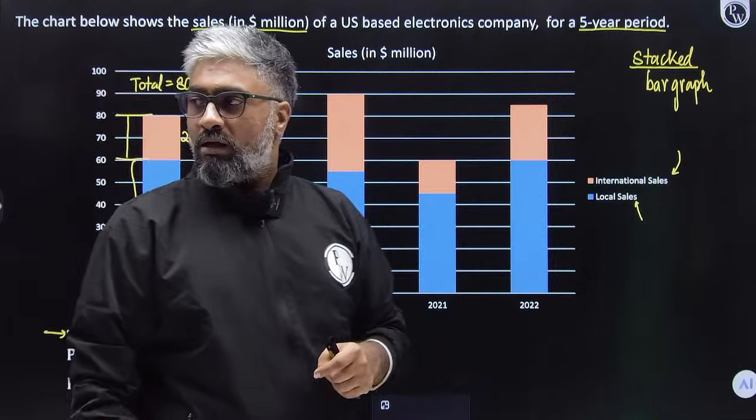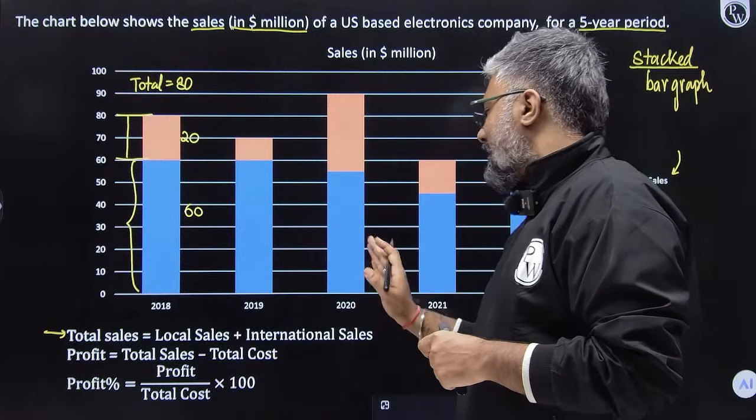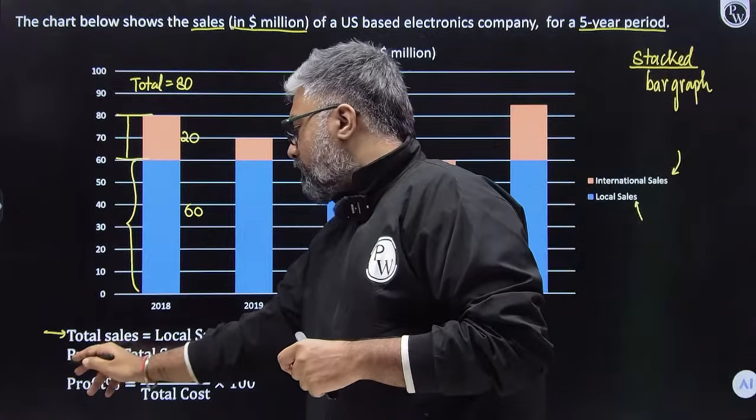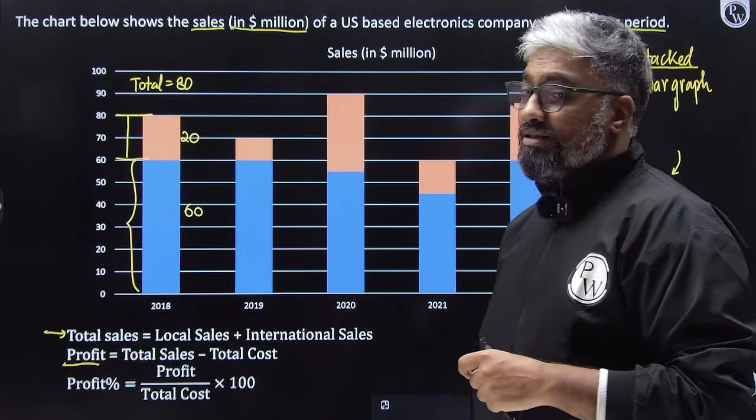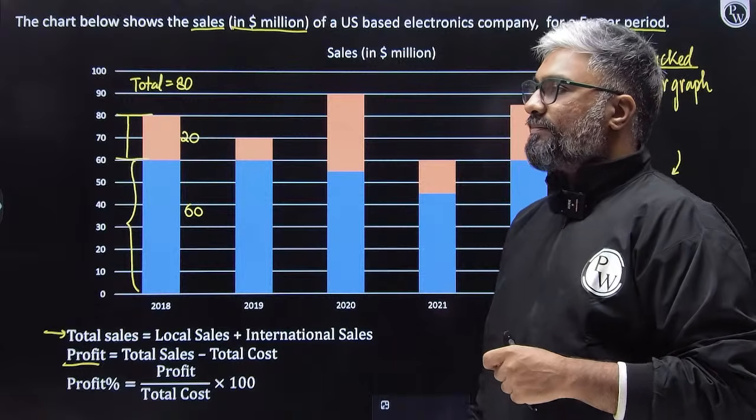Yes. So this is how you're going to pick up values for 2019, 20, 21 and 22. From there, they are giving that profit is nothing but total sales minus the total cost, and profit percentage is profit upon total cost into 100. Okay.